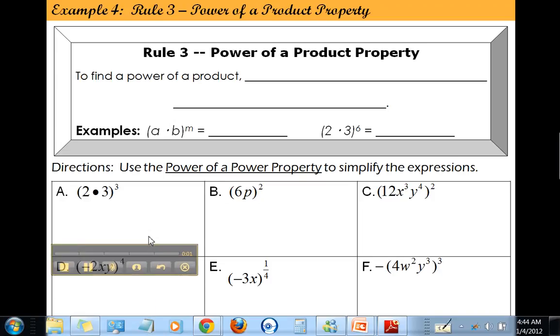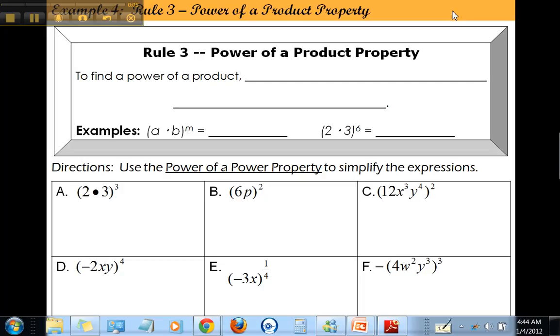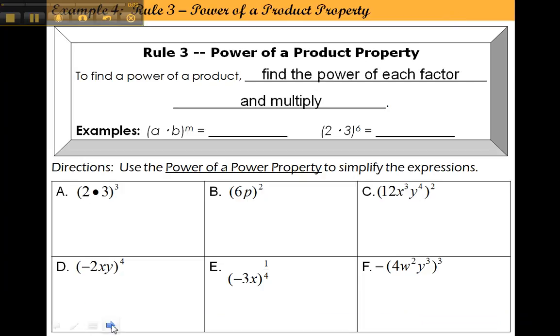Rule 3, power of a product property. To find a power of a product, find the power of each factor and multiply. So in this example, a times b to the m power, when you're using the power of a product property, you'd write that as a to the m times b to the m. What does that look like when we do it with numbers?